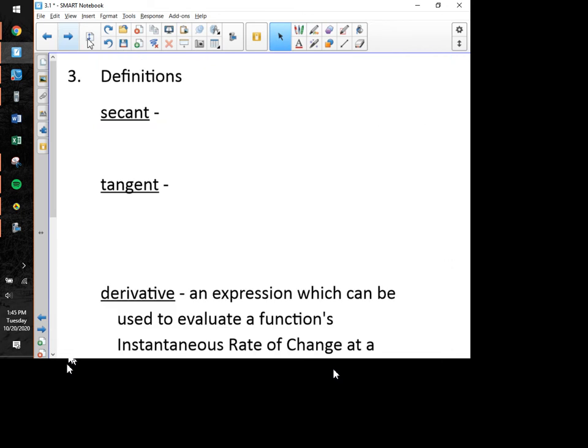Okay, so that being said, this is some stuff that wouldn't have been a bad idea to discuss before we got into that example, but let's run through it right here. The definition of a secant, I've said this before, but I'm not sure we've actually written it out: a line defined by 2 points on a curve.